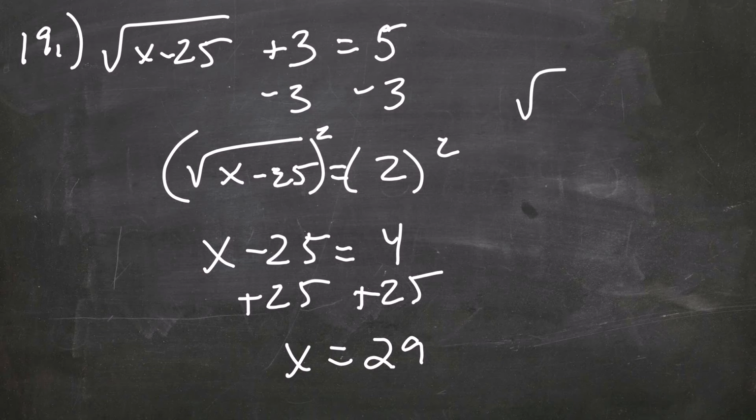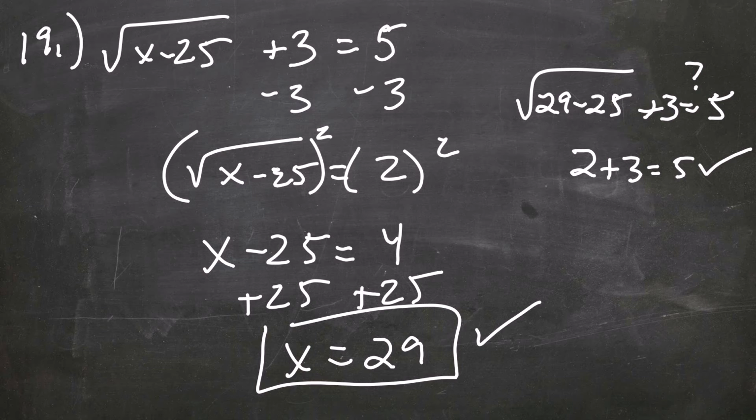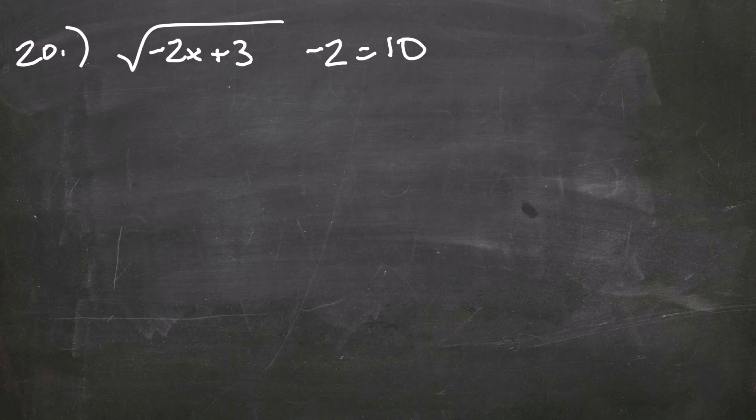Now I got to check my work. Does the square root of 29 minus 25 plus 3 equal 5? I don't know if that's true. 29 minus 25 is 4. Square root of 4 is 2. Is 2 plus 3 equal to 5? It is. That means that's a good answer. That's it.